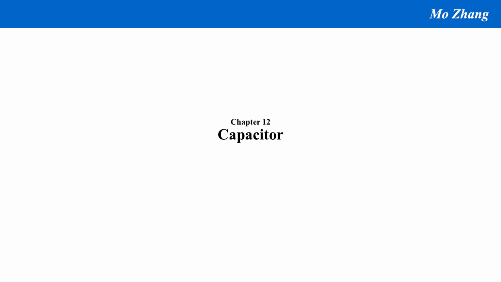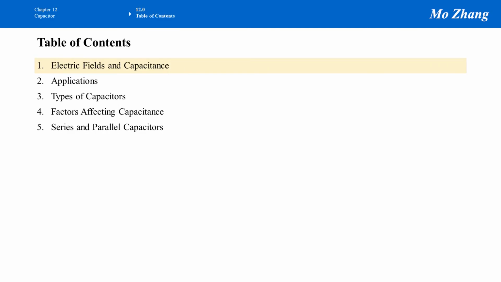Chapter 12 Capacitor. We are going to cover these sessions in Chapter 12, Electric Fields and Capacitance: applications, the types of capacitors, the factors that can affect capacitance, and series and parallel capacitor circuits.